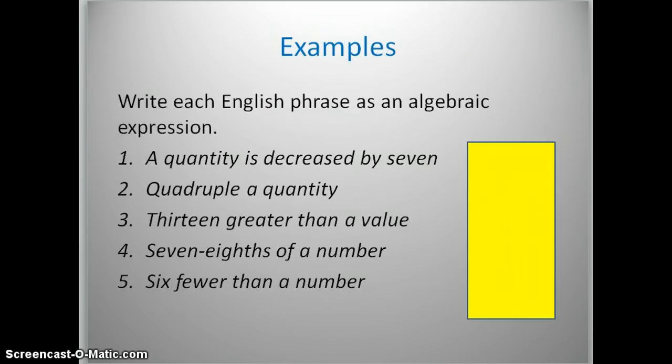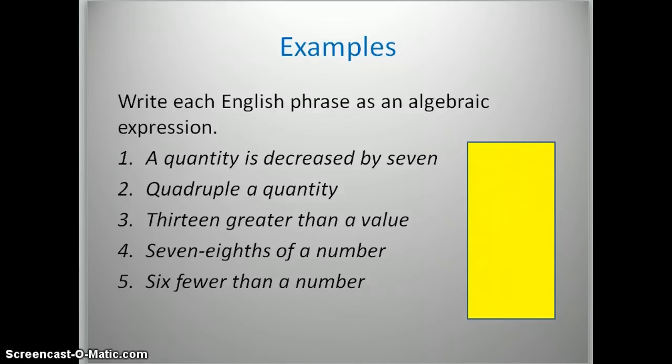Okay, so let's take a look at some examples, and you're going to record the results for these examples on your worksheet as well. And if you're confused about anything, you just make a little note on your worksheet and we could talk about it in class. So the directions for all of these will just be: write each phrase as an algebraic expression. So we're going to go through 5 of them here.